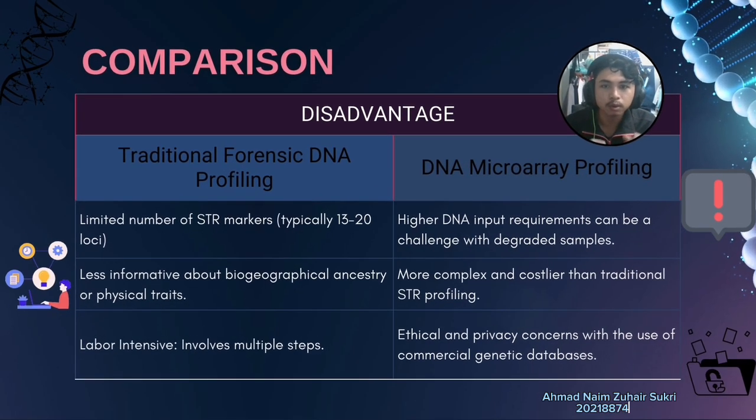Next, let us look at the disadvantages of both profiling methods. Traditional forensic DNA profiling is limited by the number of STR markers, typically 13 to 20 loci, and provides less information on biogeographical ancestry and physical traits. It's also labor-intensive, involving multiple steps.